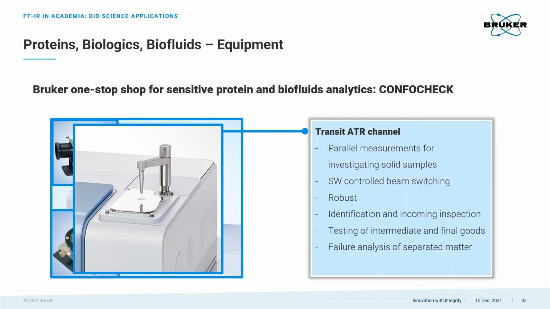Transit ATR is very robust due to its internal diamond crystal and covers the full MIR spectral range for comprehensive measurements. This makes it perfectly suited for any routine application, such as identification or incoming inspection. You can also use it for testing of intermediate and final goods, or for fail analysis by chemical identification of separated precipitates.